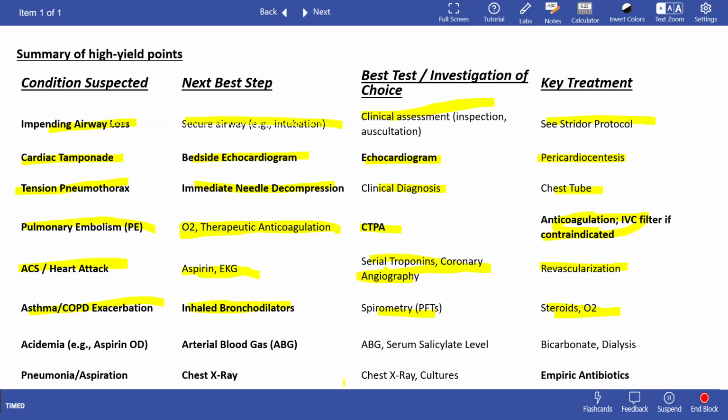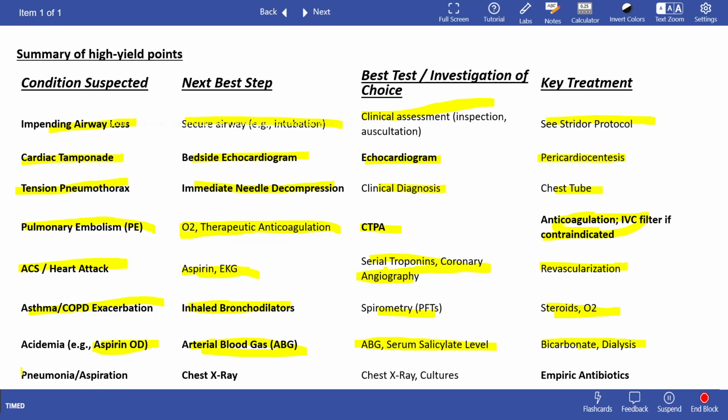Acidemia, aspirin overdose: check for arterial blood gas, and the best test would be ABGs. Again, give bicarbonate or do dialysis.